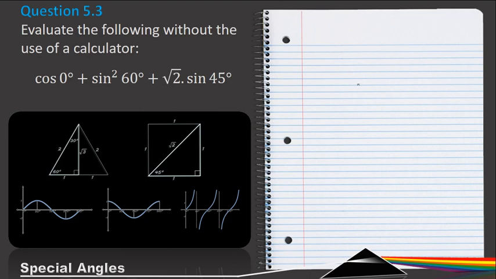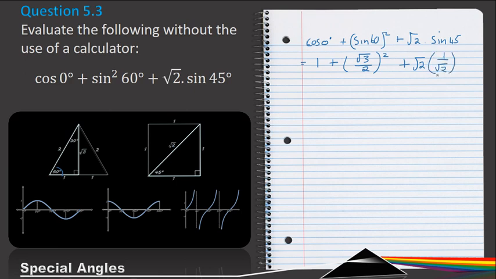Then for question 5.3, we evaluate the following. Now we have cos 0 degrees plus sine 60 squared plus square root of 2 times sine 45. Okay, so cos of 0. So we go to the cos graph over here. See, cos of 0 is 1 plus sine 60. We go to this angle, and sine is opposite over hypotenuse, so that's square root of 3 over 2 squared plus the square root of 2, and then sine 45 opposite over hypotenuse, so that's 1 over the square root of 2.